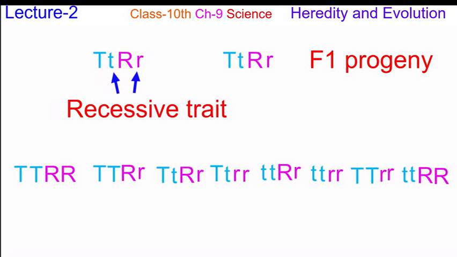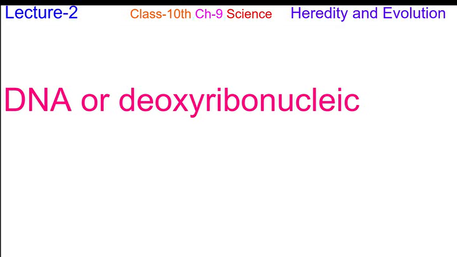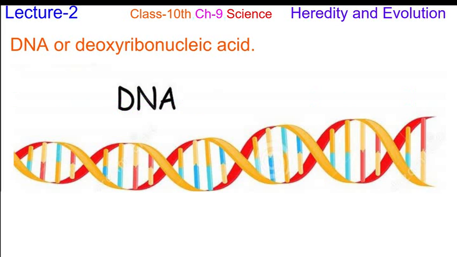Now we know that DNA or deoxyribonucleic acid is present in the cell. It is a double helical structure. The part of the DNA that is responsible for information for protein synthesis is called a gene. The genes have information for making proteins, and these proteins decide the traits. These genes are passed on to the next generation.